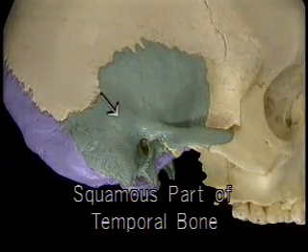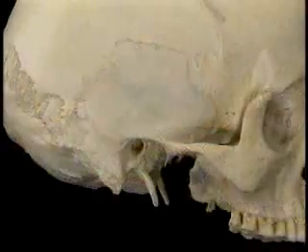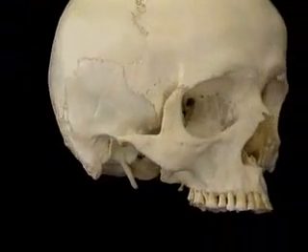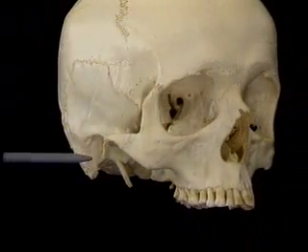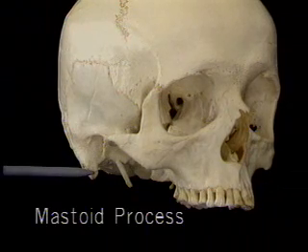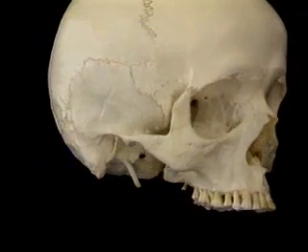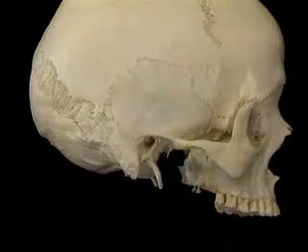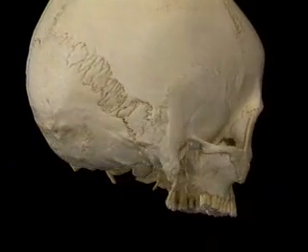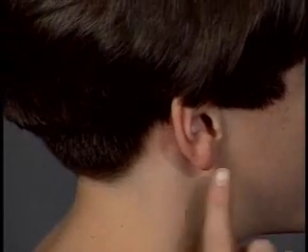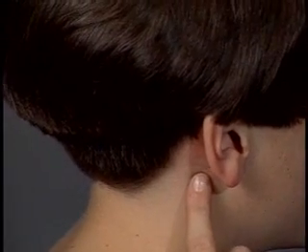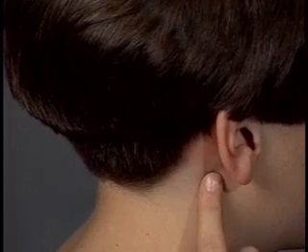This is the squamous part. A prominent feature of the temporal bone is this large projection, the mastoid process. As we'll see, it's the origin of some of the muscles that move the head, including the sternocleidomastoid. It's easy to feel the mastoid process here, behind and below the ear.